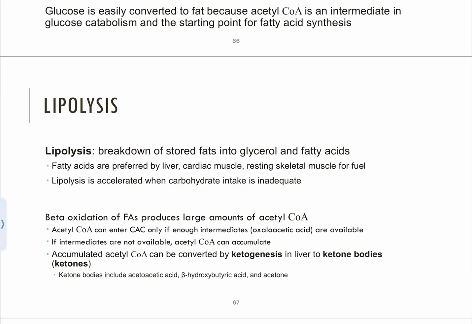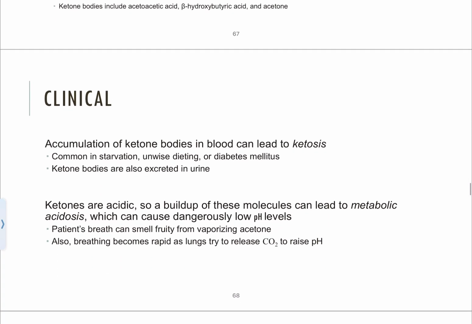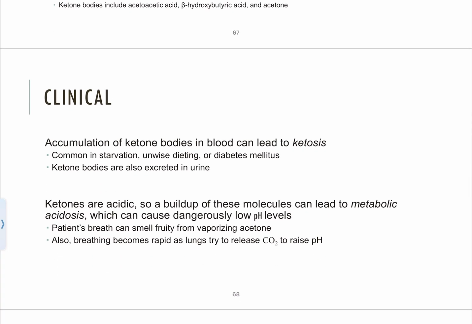So if we don't have enough oxaloacetic acid, our acetyl-CoA will accumulate. And if it accumulates, it's going to be converted by a process called ketogenesis in our liver into ketone bodies, also called ketones, that are going to be released into the blood. Clinically speaking, when ketone bodies accumulate in the blood, we get something called ketosis, which means large amounts of ketone bodies are going to be excreted into the urine.